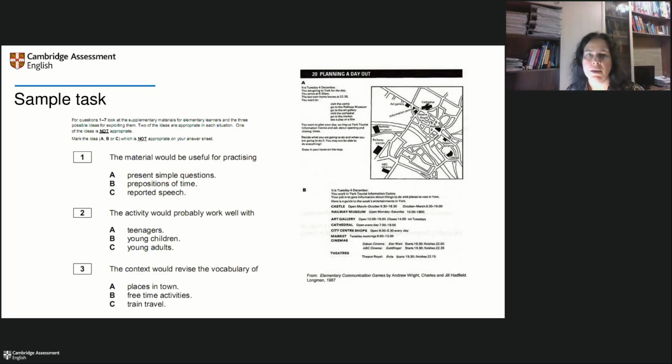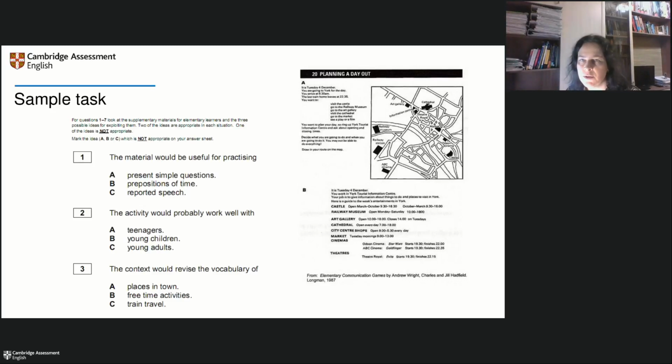So let me just clarify what the task is like, because the slide might be too small. It comes from communication games, and it's a kind of role play. You want to plan a day out, and your students will have to talk about different places they can visit, something like this. So it's speaking.